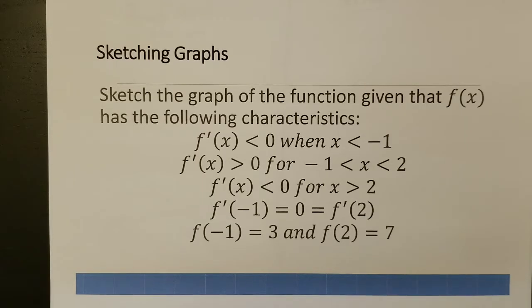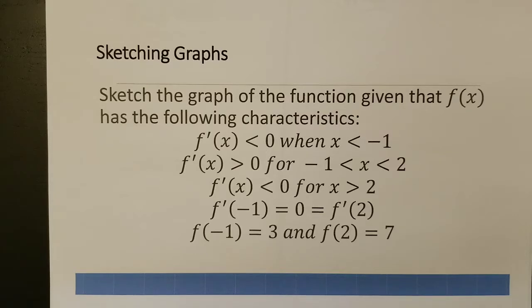So it says f prime at x is less than 0 when x is less than -1. And if we think about what that means, the derivative is negative when x is less than -1. We know that a negative derivative means the function is decreasing. F prime at x is greater than 0 when x is between -1 and 2. So a positive derivative means f at x is increasing.